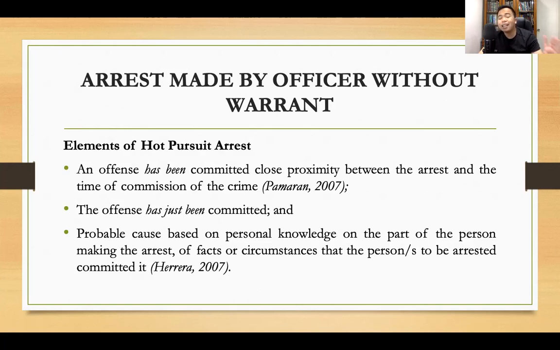personal knowledge. Class, this is the most important element. The probable cause constituting the basis for the arrest must be based or must be called from personal knowledge. Dapat ikaw mismo ang nakakita, ikaw mismo nakarinig, hindi pwedeng nirelay lang sa'yo. The probable cause must be on the basis of personal knowledge on the part of the person making the arrest. Kayo, as arresting officer, kailangan meron kayong personal knowledge of facts or circumstances that a person to be arrested has committed it.